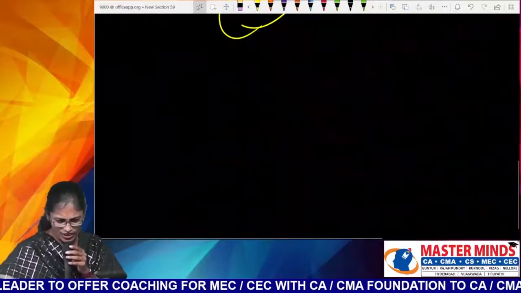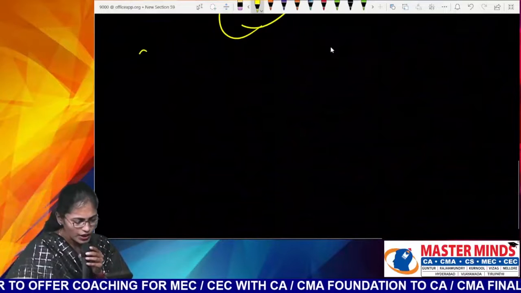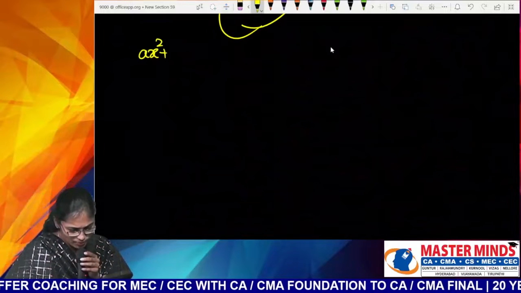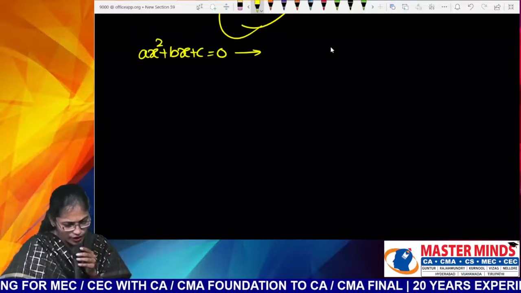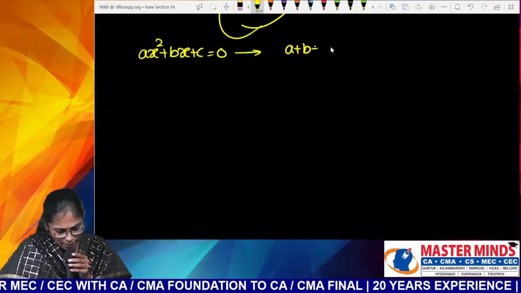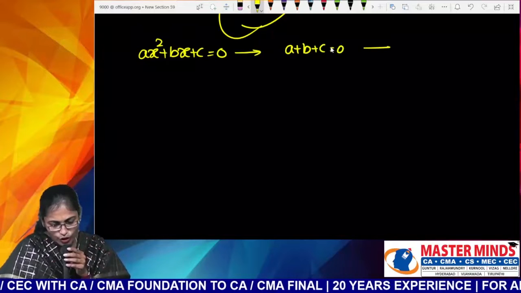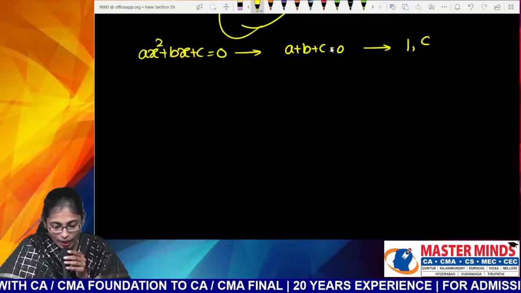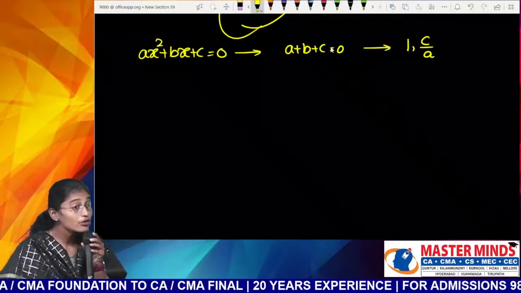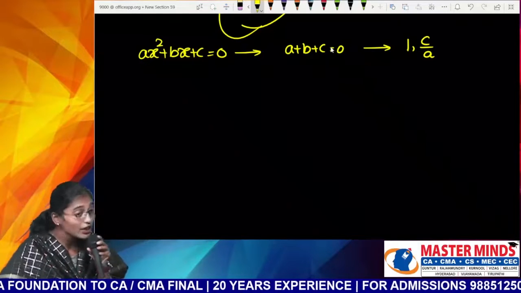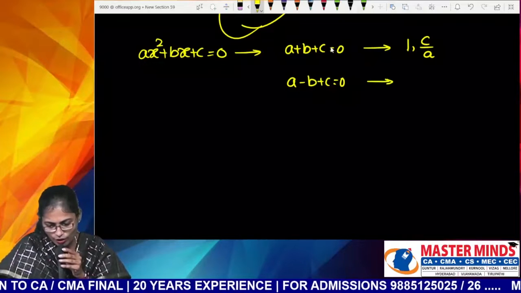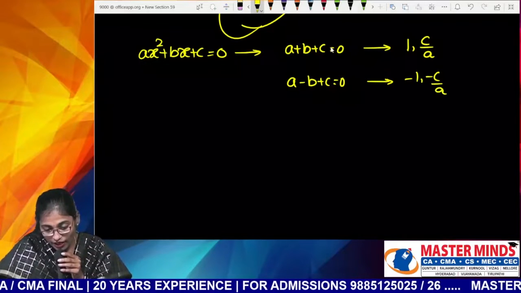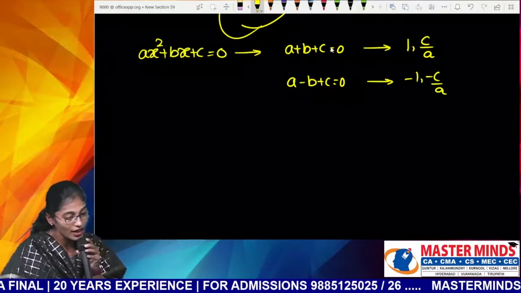And 2 more things that are related to the equations topic. In a quadratic equation ax square plus bx plus c equals 0, these formulas are also important for the exam. The first thing, if a plus b plus c equal to 0, roots are 1 comma c by a. What are your roots if a plus b plus c equal to 0? 1 comma c by a. Next point, if a minus b plus c equal to 0, roots are minus 1 and minus c by a.